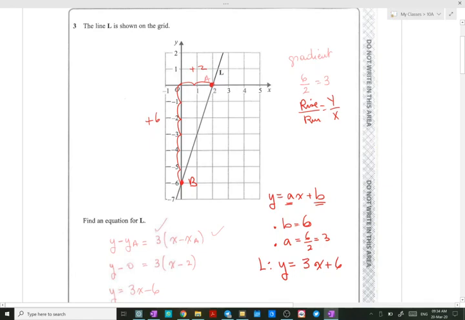Now if you're asking whether it is the same if we went from A to B in order to find the gradient, let us check. So if I'm going from A to B, I'm moving rise, which is 1, 2, 3, 4, 5, 6, so it's minus 6 because I'm moving down, and then 1, 2, it's minus 2 because I'm moving to the left. So minus 6 over minus 2 is equal to 3, which is the same answer as the previous gradient that we found.